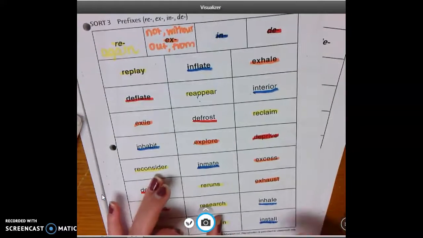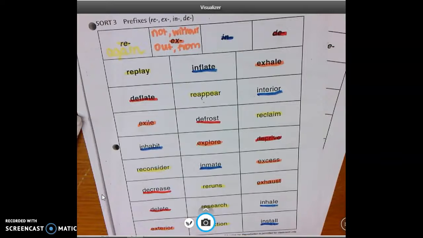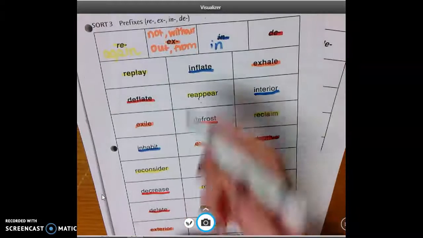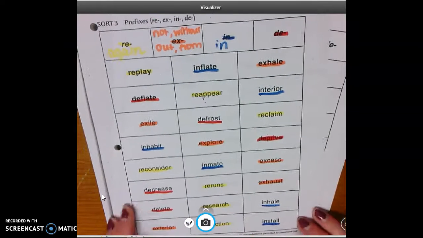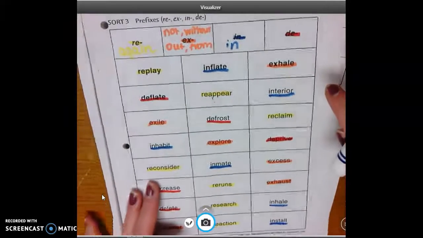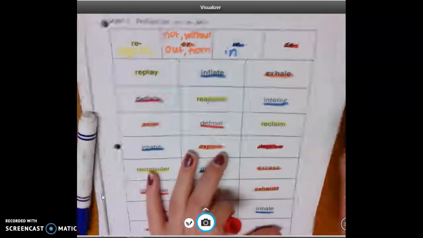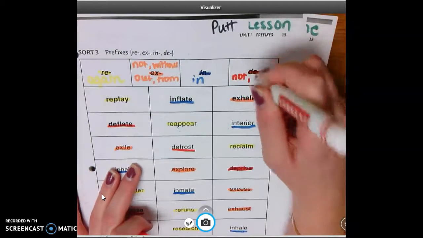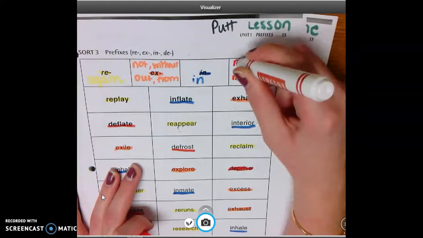So some words that we had were exhale, which means to breathe out. Okay? Then we had in, which means exactly what it says, in. So we have inflate, to put air in something, interior, the inside of something. Always have that key word in. Lastly, we did de, which means not, or remove, or reverse.